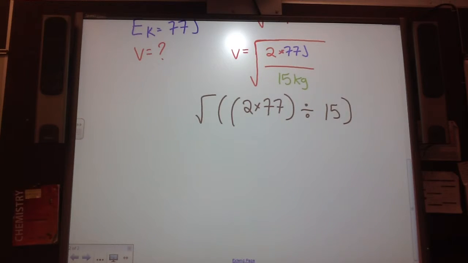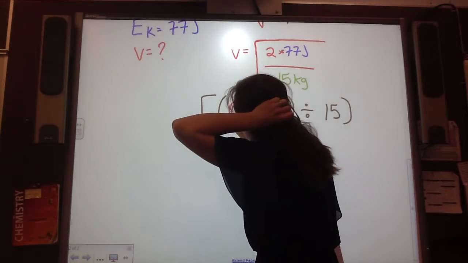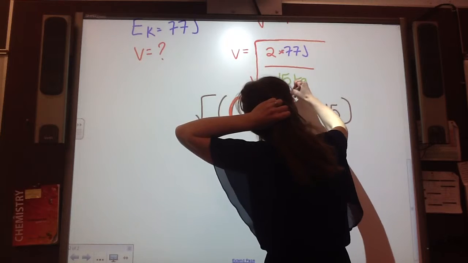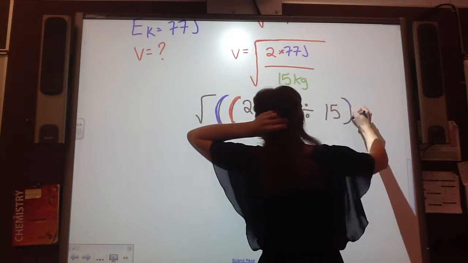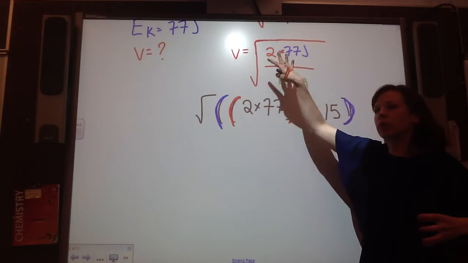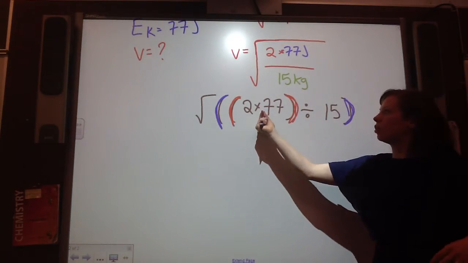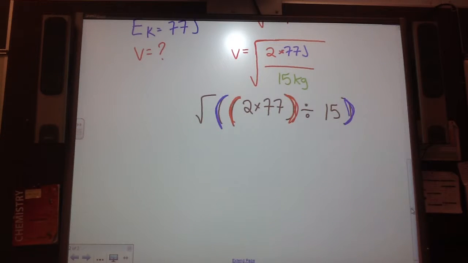So I'll show you why. These brackets apply to what's right here, and these brackets apply to right here, because we want the whole thing to be under the square root, but we only want these two multiplied together. So try that in your calculator. If you don't know how to do brackets, call me over.